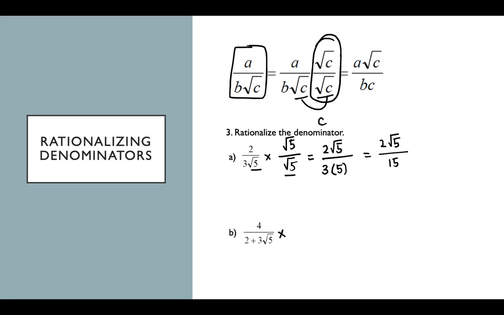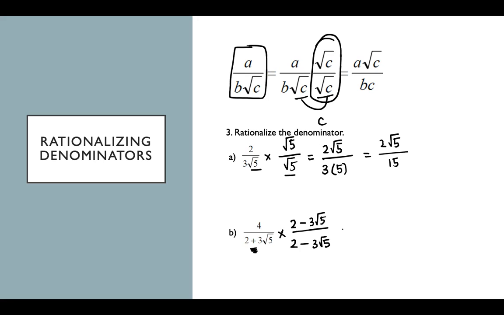Now, number 3b. This time, you notice that we have a radical, but also an expression. Once you see an expression with plus or minus, you are going to find the conjugate radical. So it's going to be 2 minus 3 square root 5. Exactly the same number, just opposite sign. Whatever you do to the bottom, you've got to do to the top. So 2 minus 3 square root 5.